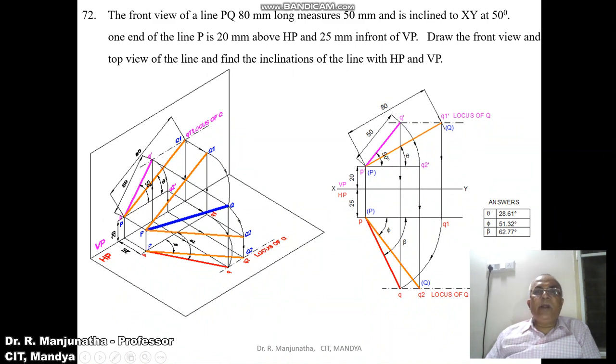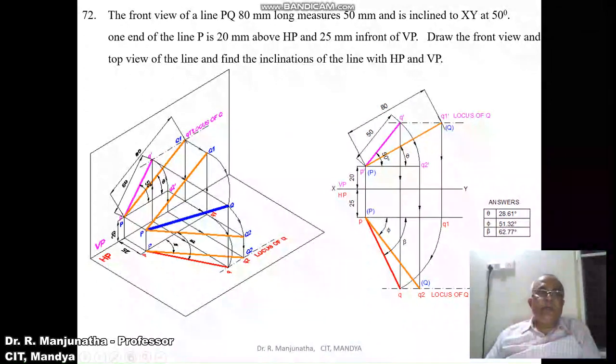Once you get this point, the front view of the line is 50 mm, inclined at 50 degrees to the XY line. So from P dash, you measure a length of 50 mm inclined at 50 degrees and draw an inclined line. So we got the locus of Q in the front view. And also we know the true length of 80 mm. With P dash as center, take the radius of 80 mm and cut an arc on the locus of Q. You will get PQ1. You mark this point as Q1 dash and then draw a locus of Q here.